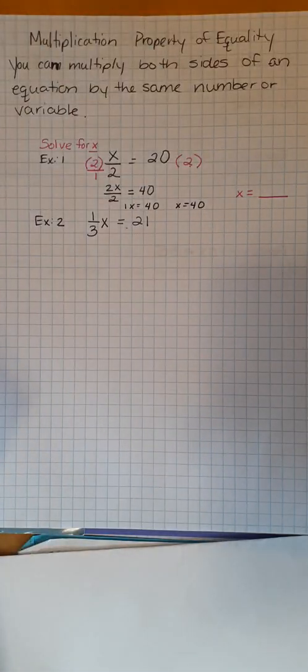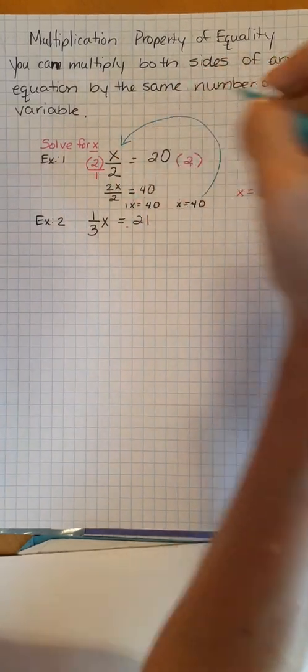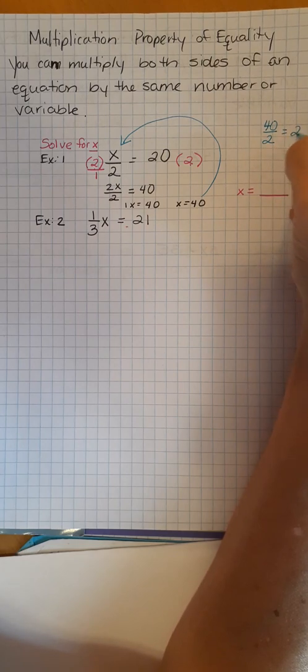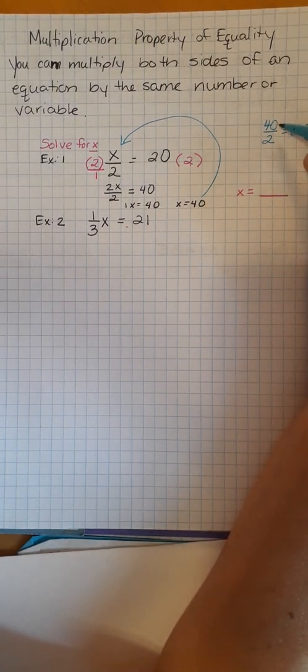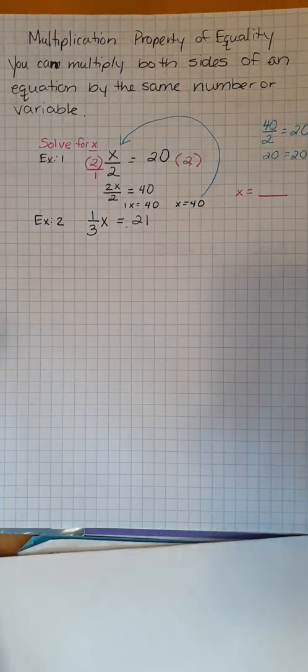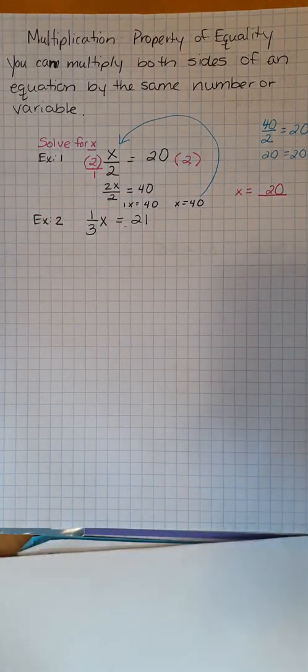Now, we can check this. Let me use a different color. If I plug this into the original equation, 40 divided by 2 equals 20. Is that a true statement? If I have 40 cats and I put them evenly into 2 rooms, am I going to have 20 cats in each room? The answer is yes. 40 divided by 2 is 20, which is equal to 20. So I checked it, and my answer is correct. That is example number 1.